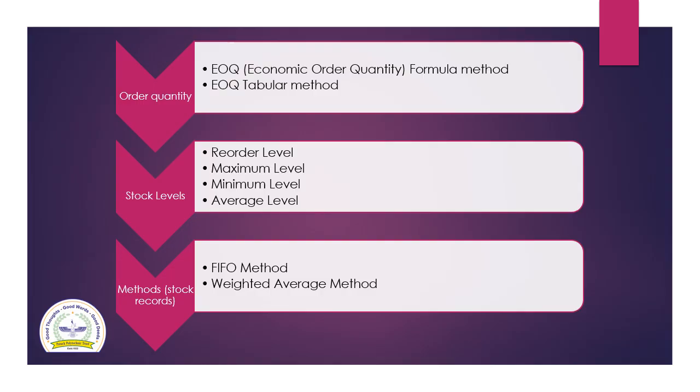There are three parts of Module 1 Material Cost. Part 1 is Order Quantity, EOQ, Economic Order Quantity through formula and tabular method. Part 2 is of Stock Levels. There are 4 levels: reorder level, maximum level, minimum level and average level. And Part 3 is of Stock Records. Two methods are followed: FIFO method and weighted average method.